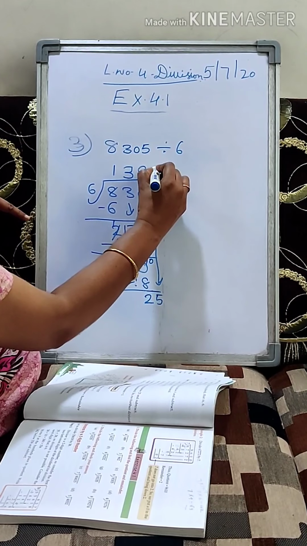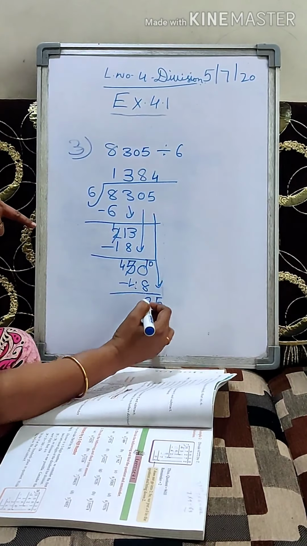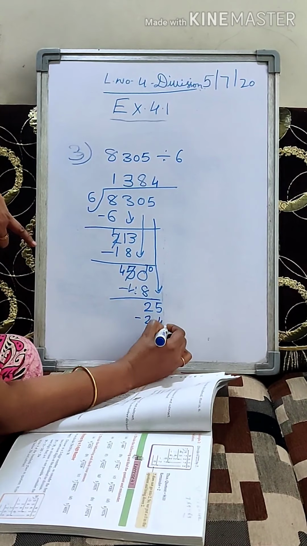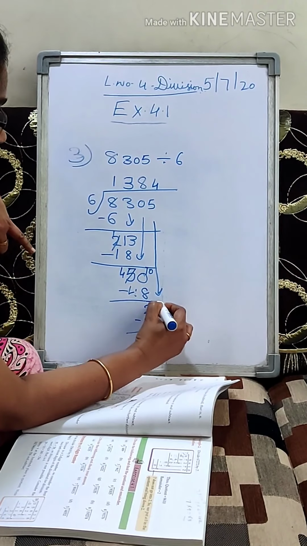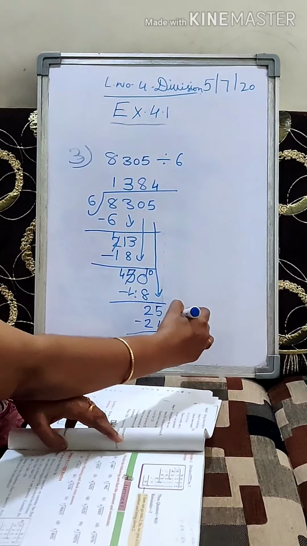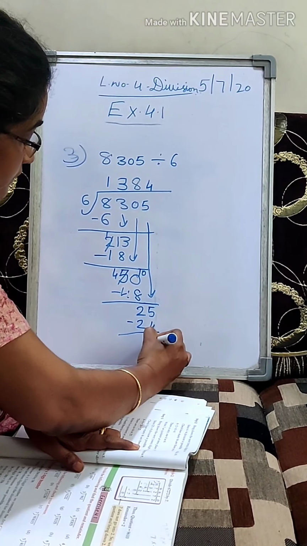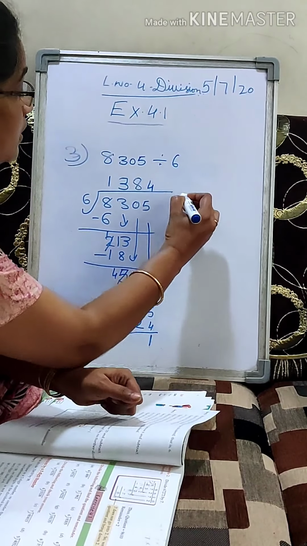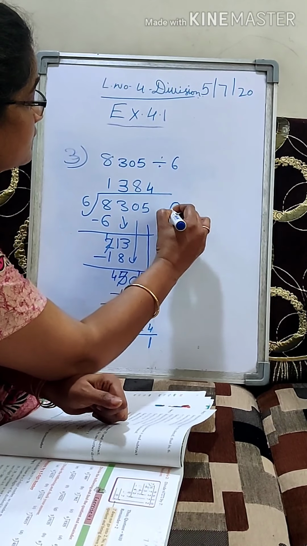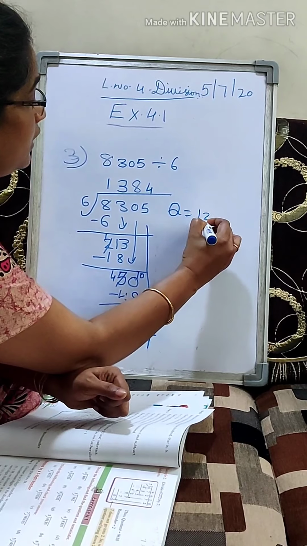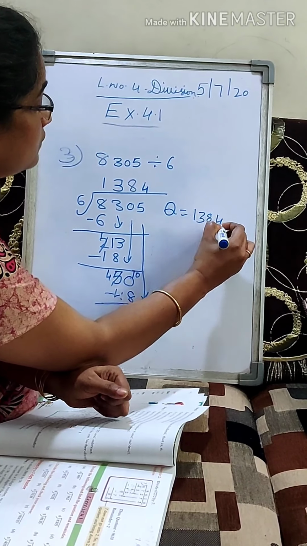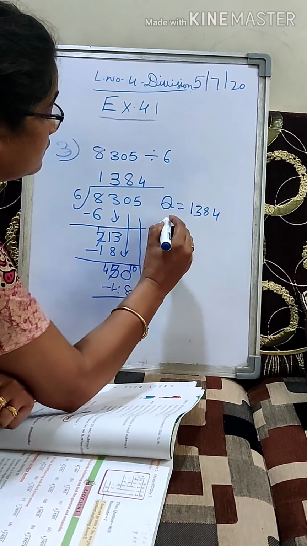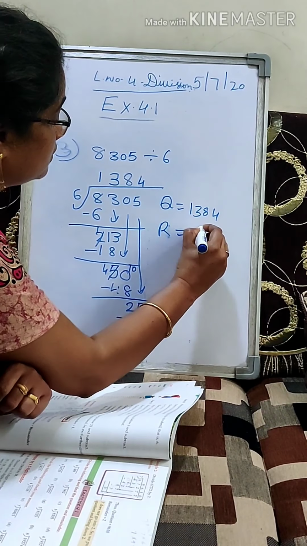How many 6 are there in 25? 4 6 are there. Then write 24 below 25 and subtract it. 5 minus 4, 1. Okay. Now our quotient is 1384 and remainder is 1.